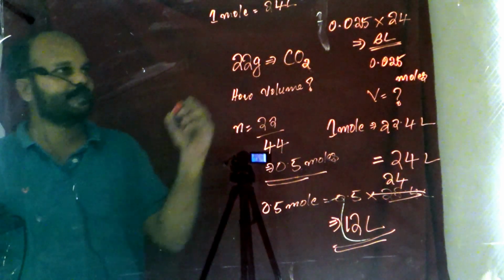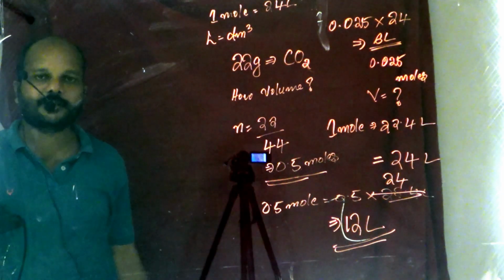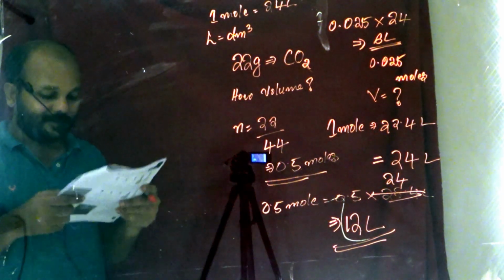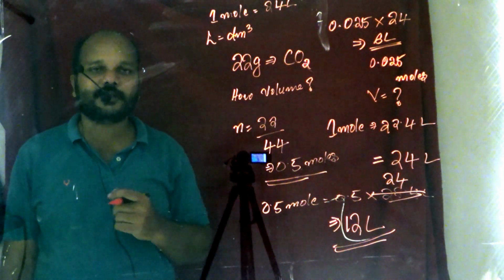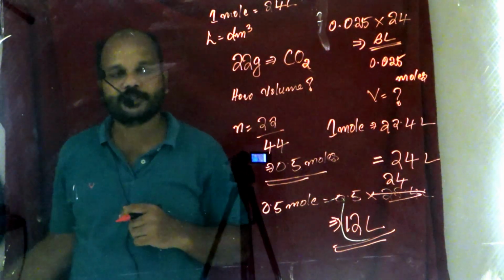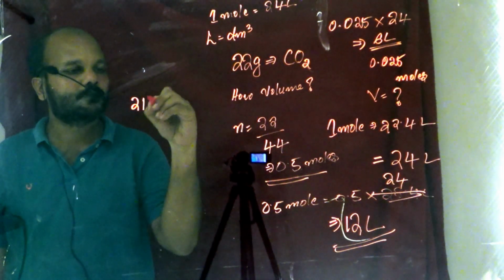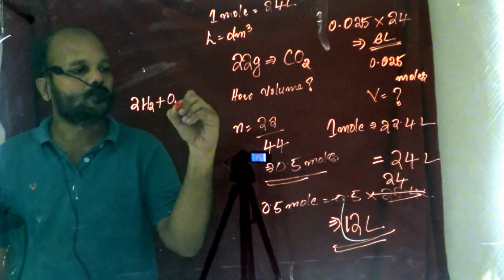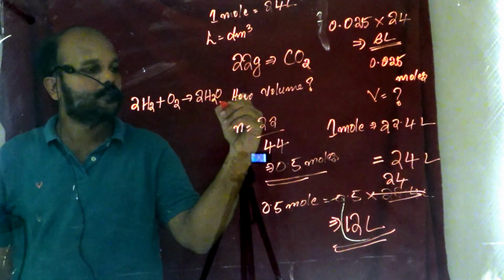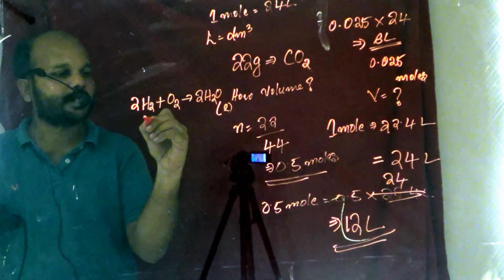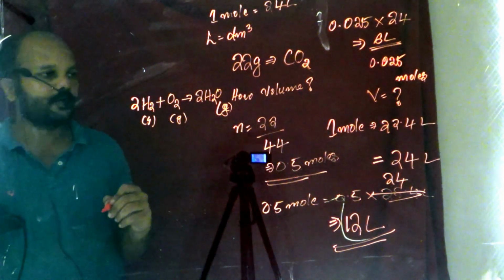Probably in your textbook, instead of liter, they say decimeter cube. Liter and decimeter cube are nothing but the same. Now, if you are calculating the gaseous volume from equations, we will see. For example, 2H2 plus O2 gives 2H2O. This is a gas, this is a gas, and the water also is going to become a gas.